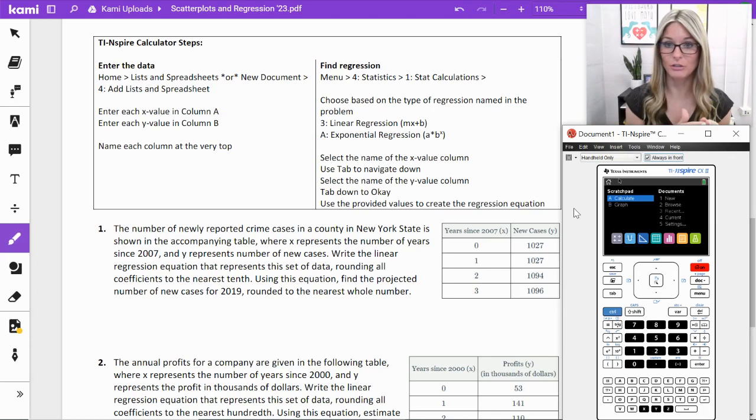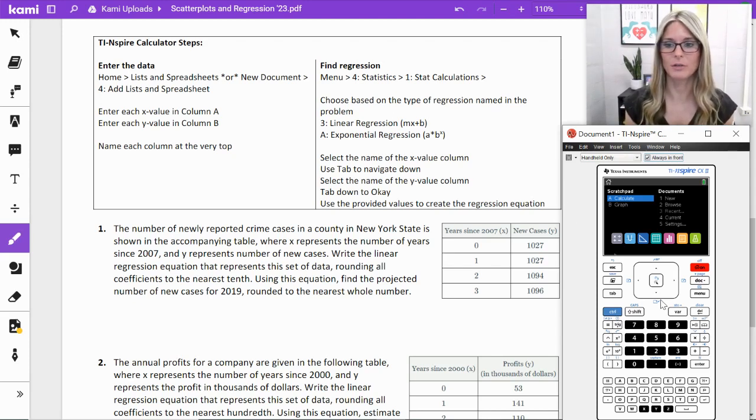And then part 2 is we're going to use that equation to predict, or to find, the projected number of cases for 2019, rounded to the nearest whole number. Okay? So looking at our calculator steps, we're going to enter our data into a list in spreadsheets.